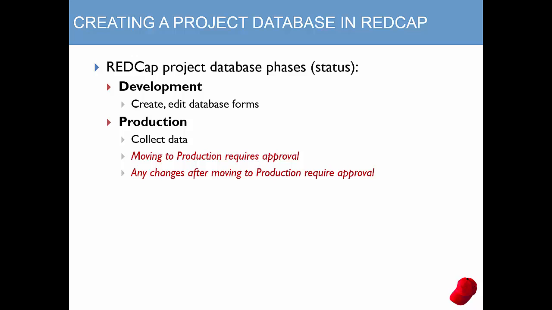Any changes that you make after moving your project to production will require approval. If there's no risk of the changes harming your data, REDCap will approve it automatically. If your proposed changes could harm your data, REDCap will send an email to the REDCap administrators, and we will review the changes and either approve them or send you an email verifying that the changes that are going to be made are actually what you want to do with your data.